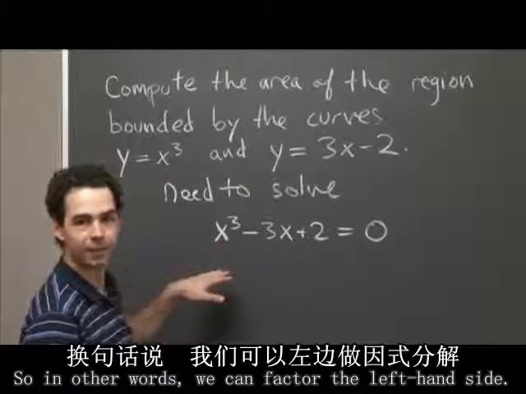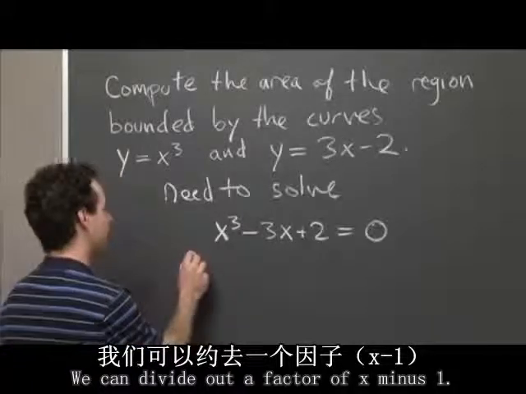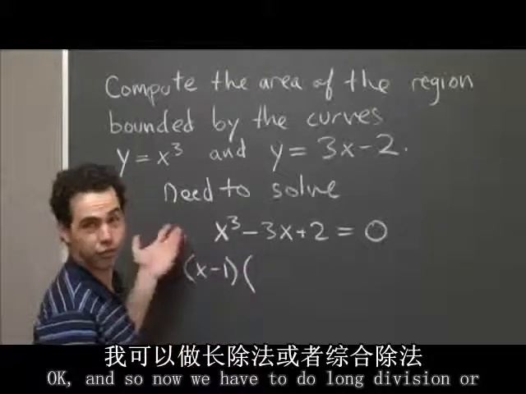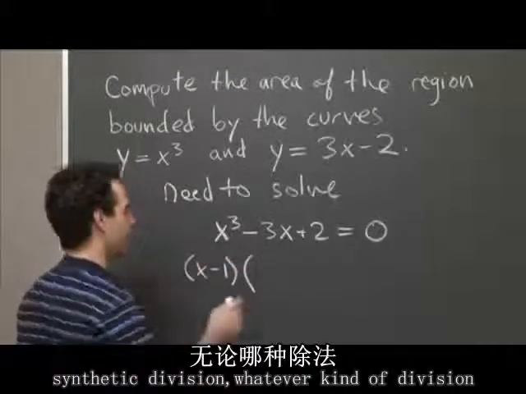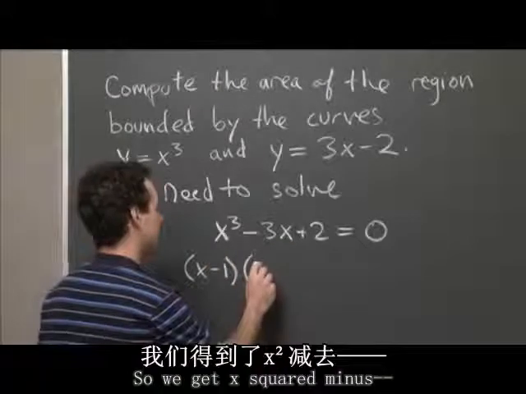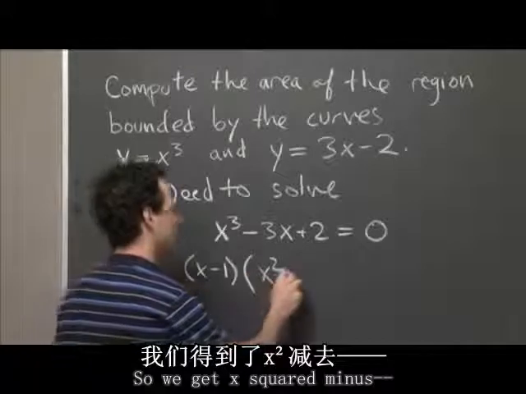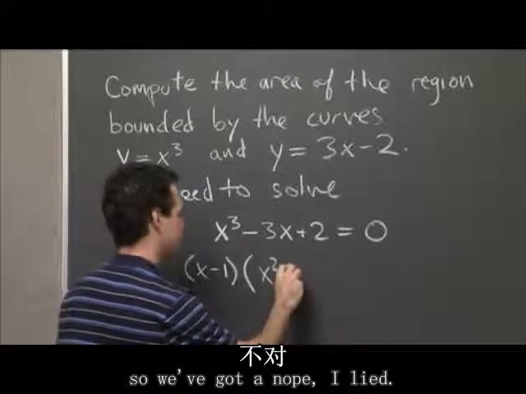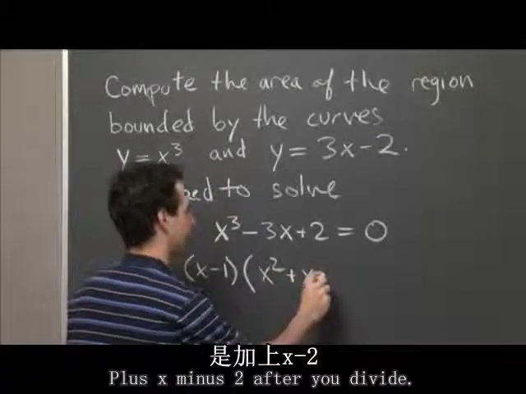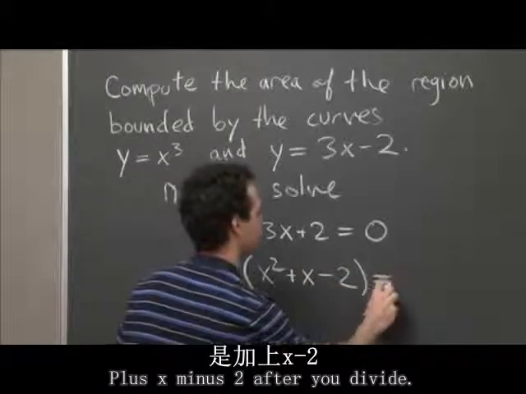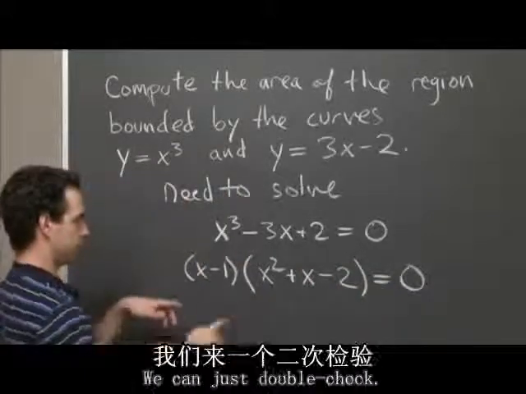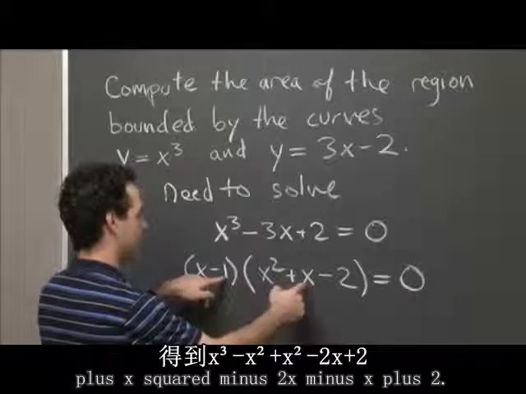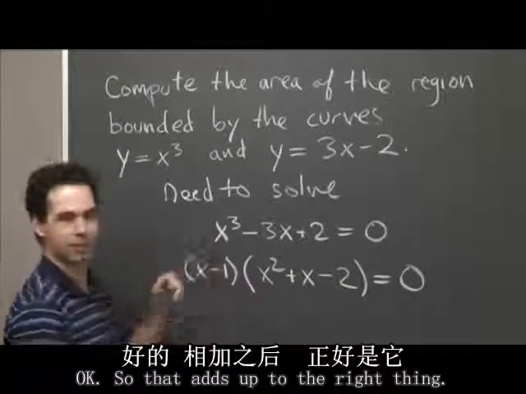So in other words, we can factor the left-hand side. We can divide out a factor of x minus 1. Now we have to do long division or synthetic division, whatever kind of division you want to divide through here. So we get x squared, nope, I lied, plus x minus 2 after you divide. How's that look? We can just double check. We get an x cubed minus x squared plus x squared minus 2x minus x plus 2. OK, so that adds up to the right thing.